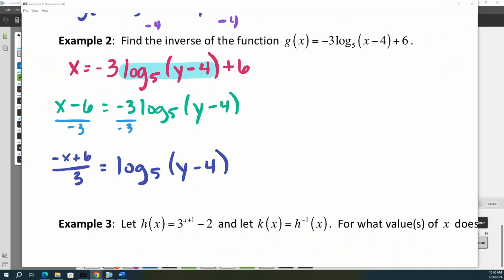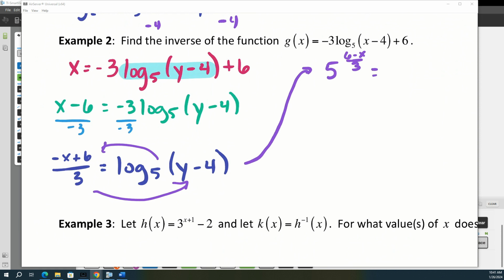All right, so once we have the logarithmic expression isolated, now we're going to write it in exponential form. So it would be 5. And then if you want to draw the loop, you can. Or you can just remember a logarithm always equals the exponent. So our exponent is going to be 6 minus x over 3. And that should equal y minus 4. All right, our last step is just to add that 4 and go ahead and write it in inverse notation.